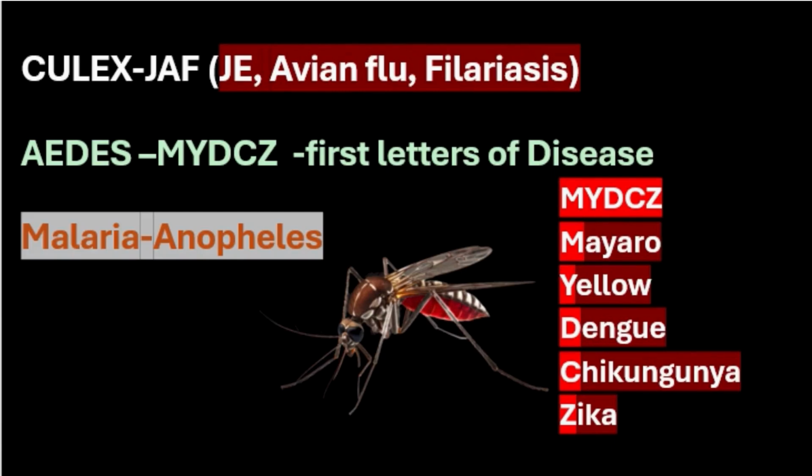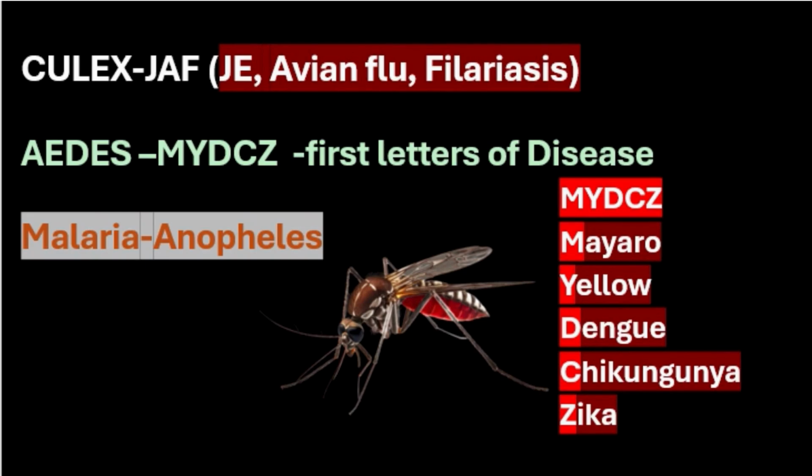Here the first thing is you have to distinguish between the vector and the agent, because the organism or causative agent is different and the vector is different. Here we are mentioning only the vectors. So here vectors are not viruses, but mosquitoes. So there are three kinds of mosquitoes: Culex, Aedes, and Anopheles.